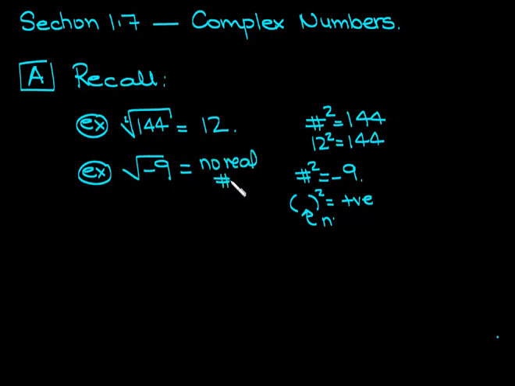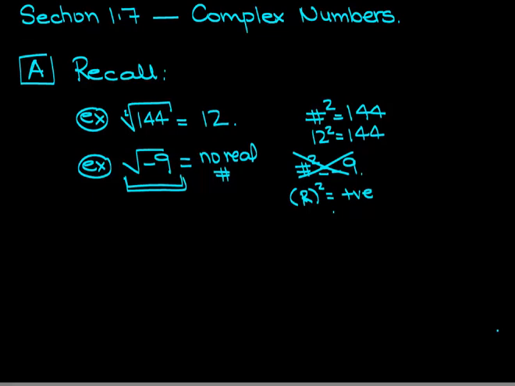There is no real number whose square is going to be a negative number. So this is not possible, because every time we take a real number and square it, we get a positive number. But what if we want to be able to do this? We want to be able to take square roots of negative numbers. Well, to get around it, we have to create a whole new class of numbers called complex numbers.